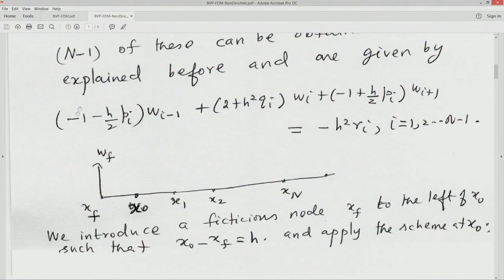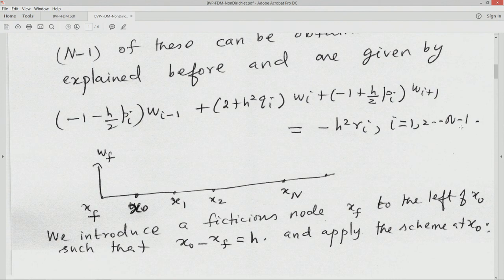So, we require n plus 1 equations to solve for these n plus 1 unknowns, out of which n minus 1 equations can be obtained as before by replacing the derivatives which appear in the differential equation by means of appropriate finite difference approximations and using the resulting finite difference equation at the interior points I equal to 1, 2, 3 up to n minus 1. So, if we do that, then we end up with this equation which is valid for I equal to 1 to n minus 1.